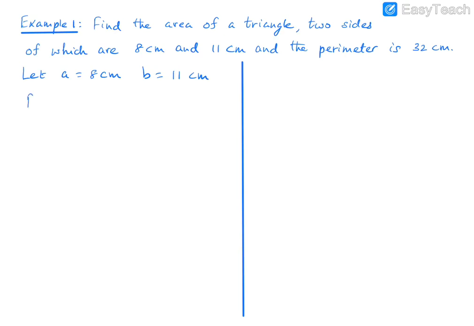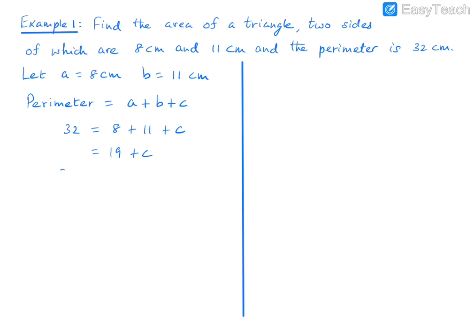We know, however, that the perimeter is the sum of the lengths of the three sides. So perimeter equals A plus B plus C. C is the value that we don't know. The perimeter value is given as 32, and that equals A plus B plus C. A is 8 plus B is 11 plus C is the unknown value of the third side. So 11 plus 8 is 19, plus C equals 32.